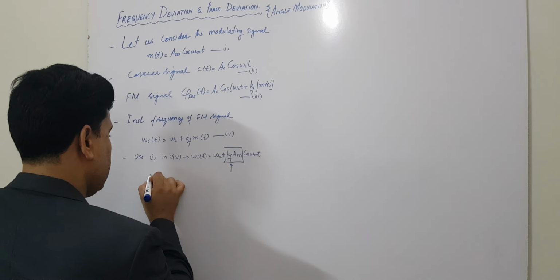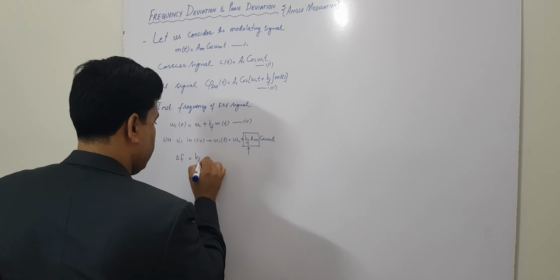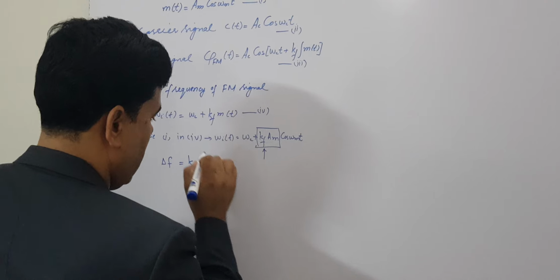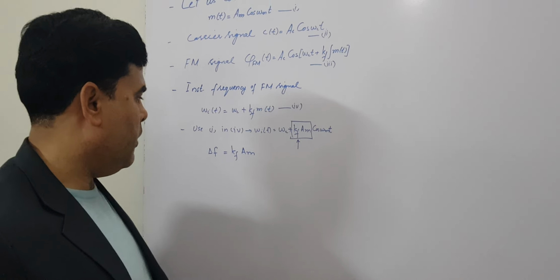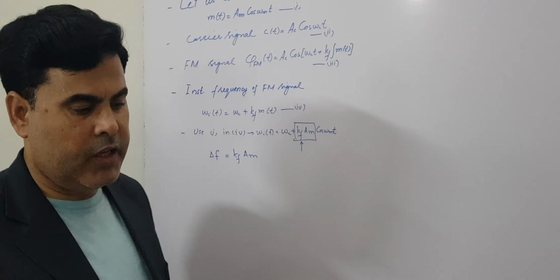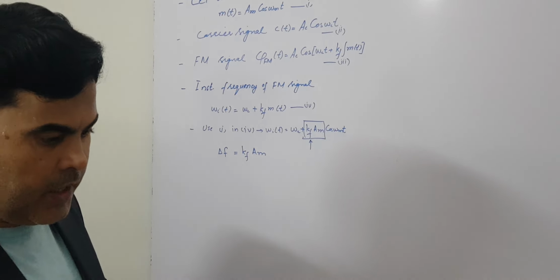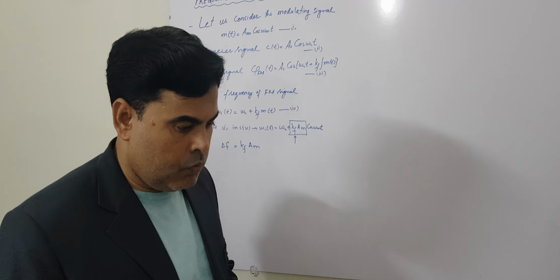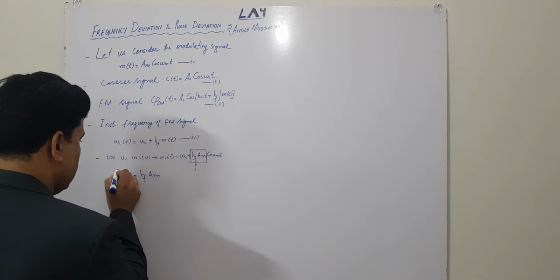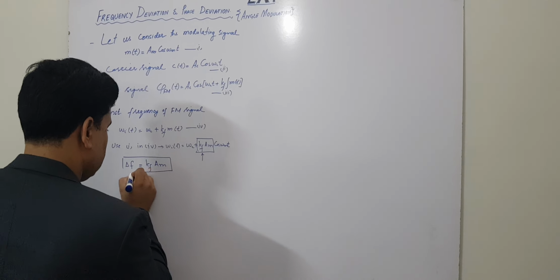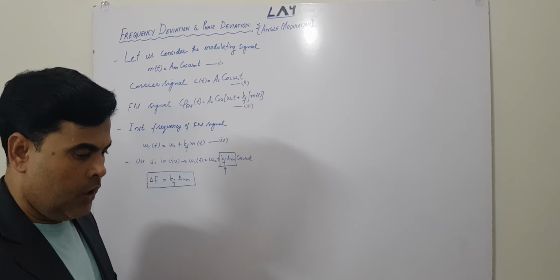So you can say that the frequency deviation Δf is equal to kf Am. That is the frequency difference between the maximum frequency and the minimum frequency. So Δf is equal to kf Am. So that is the frequency deviation in case of FM signal.